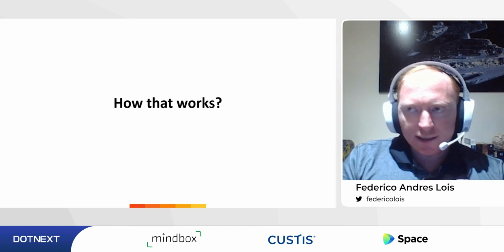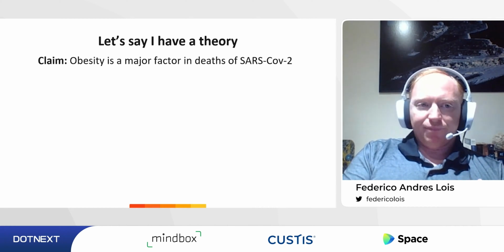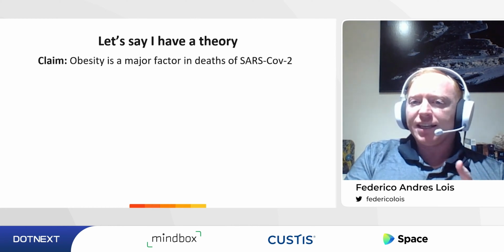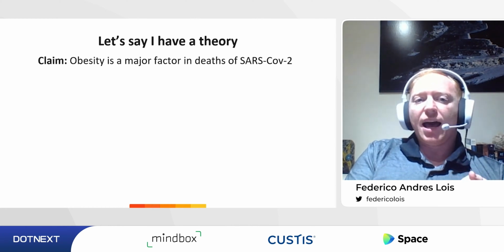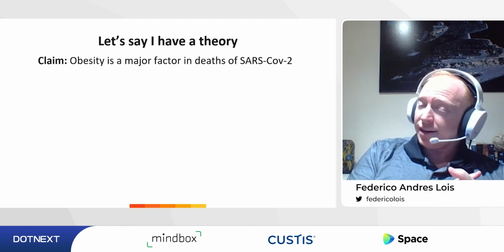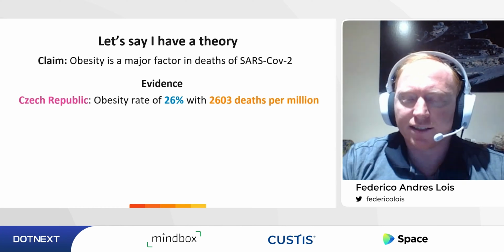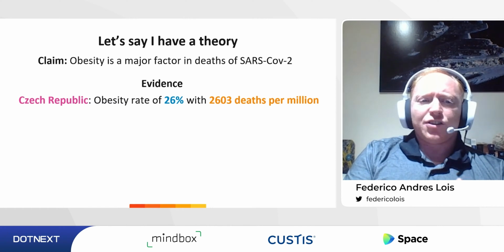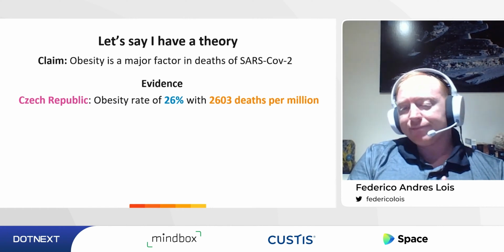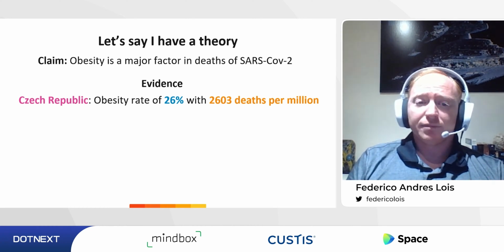How does that work? Let's do an example. So let's say that I have a theory. I'm going to claim that obesity is a major factor in deaths from SARS-CoV-2. And think about this: I'm saying SARS-CoV-2, I'm not saying COVID-19, which is the disease. So let's look at the evidence. We go to the Czech Republic, and we see that the obesity rate is 26%, with 2,600-something deaths per million.